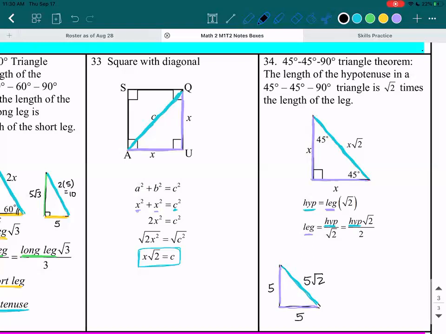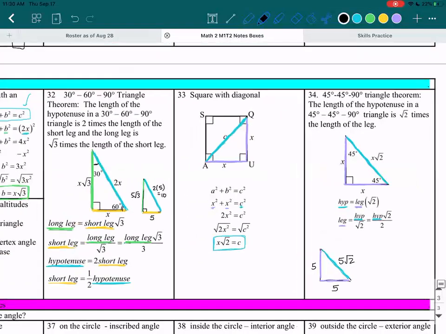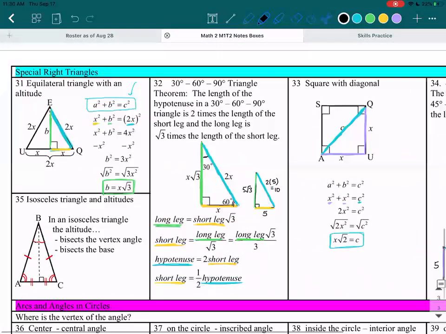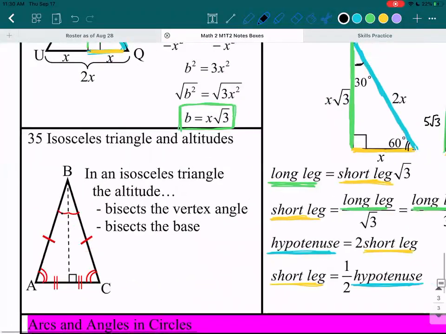Okay, so we'll get into some examples for those later, but for now, does anybody have questions on boxes 33 and 34? Alrighty, interrupt me if you do, but let's go on to the last box, which is box number 35. We've got an isosceles triangle and altitude.